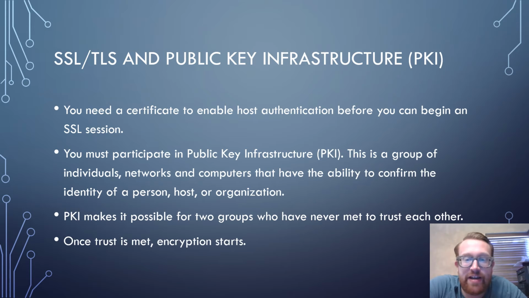or the PKI. This is a group of individuals, networks, and computers that have the ability to confirm the identity of a person, host, or organization. PKI makes it possible for two groups who don't know each other to trust each other because they are valid groups and they are confirmed. Once trust is met, the encryption starts. This is very important.